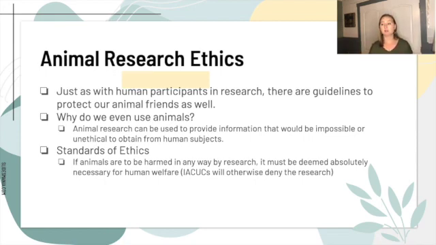Animal research can be used to provide information that would be impossible or unethical to obtain from humans. So there are some stretches to the animal ethics that are not there for humans because obviously they're animals versus humans. They're different. So we want to keep our standards really, really high for humans. Of course, the standards for animals are not quite that high. They're still high. If animals are harmed in any way by research, this is the main standard, it must be deemed absolutely necessary for human welfare. Like, an animal will not be harmed in psychological research unless it is absolutely necessary for human welfare.